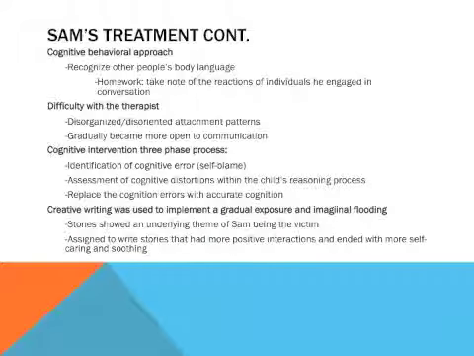So what the therapist decided to do is take a cognitive behavioral approach to Sam's treatment, and this was because Sam's cognitive abilities were within normal limits of kids his age. And what they wanted him to do was recognize other people's body language. So for example, he had homework to take note of the reactions of individuals he engaged in conversations with.